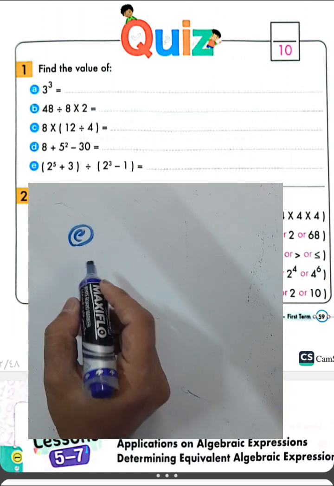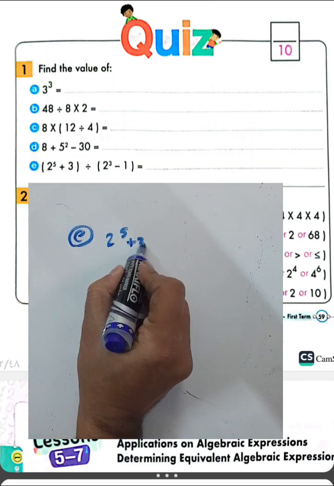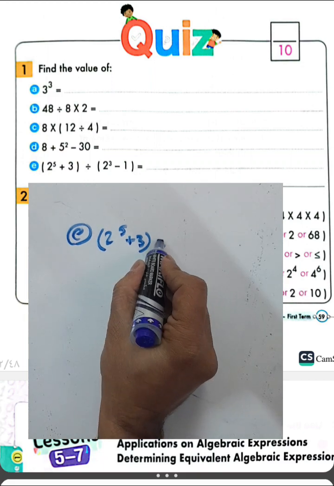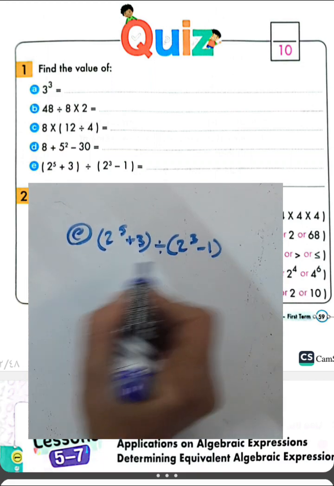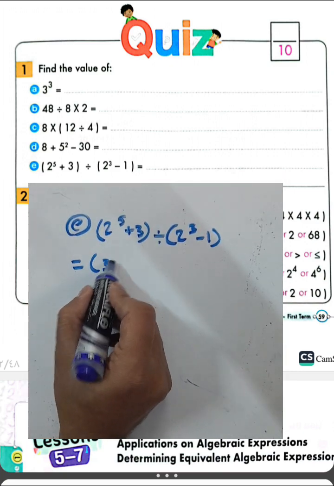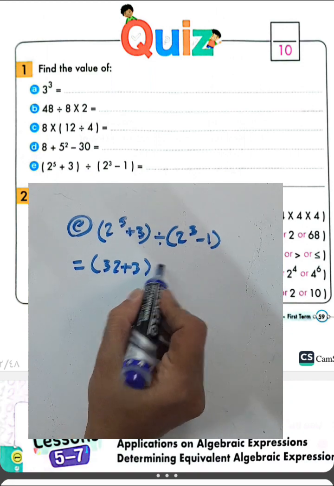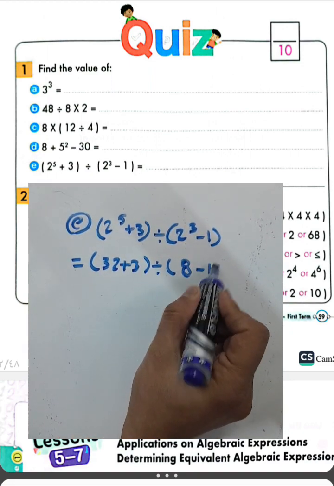Letter E: (2 power 5 plus 3) divided by the difference between 2 power 3 and 1. 2 power 5 means 2 times itself 5 times. It will be 32 plus 3, divided by 2 power 3, which is 8, subtract by 1.